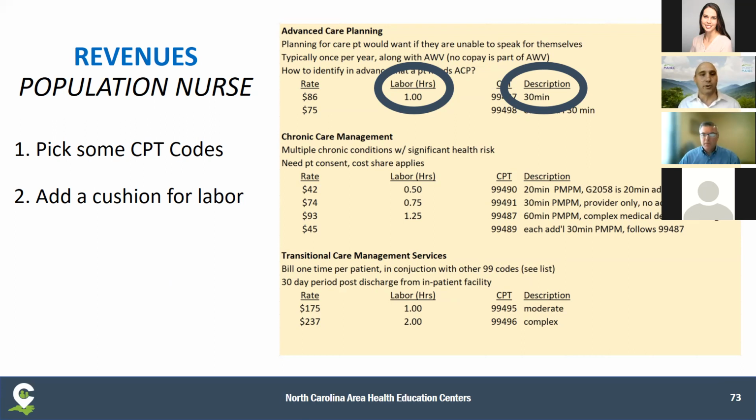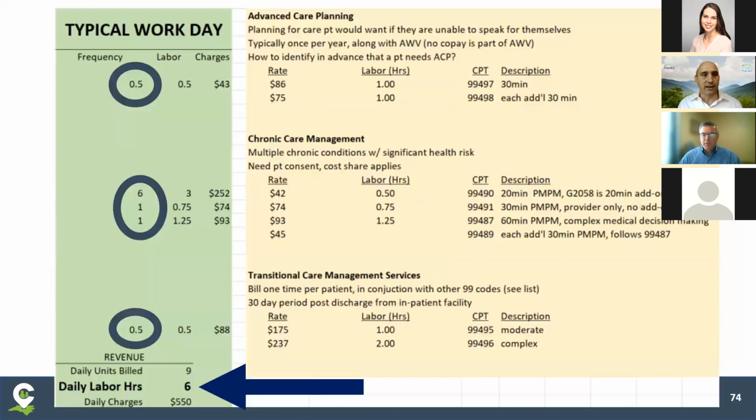Again, I hope you're doing that. We built in a cushion for labor. And so we started there. And then we were thinking about, you know, what's the typical day of a population health nurse look like? And again, this is a practice that has a lot of Medicare patients, for example. They've identified this as an opportunity to meet their strategic objectives of growing 30% of revenue per year.